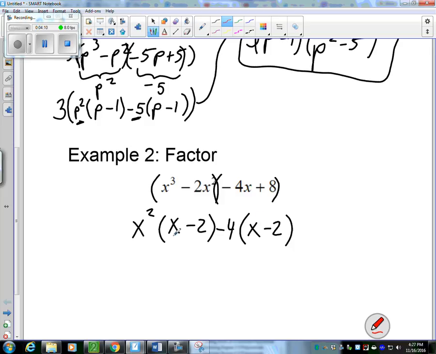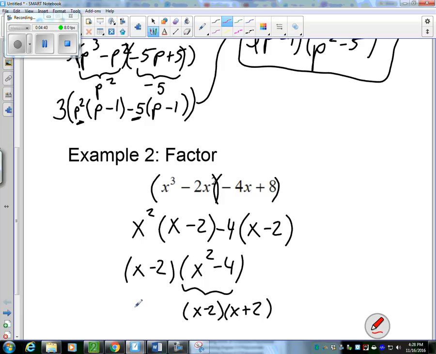Let's regroup it. We have x minus 2 times x squared minus 4. And this is where we're at the last step. Check to see if we can factor either factor further. X minus 2 I cannot, but x squared minus 4, this is a perfect square binomial. It has a subtraction in the middle, so I can factor this part further. That should be an easy factor of x minus 2 and x plus 2. And then we have an x minus 2 in the beginning.